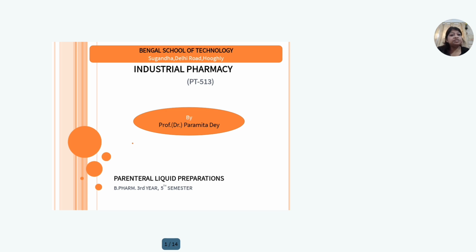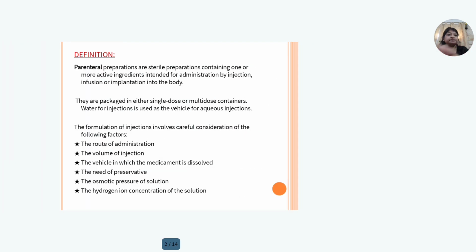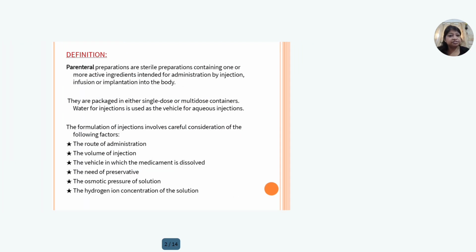Today I am going to teach you Industrial Pharmacy and the name of the chapter is Parenteral Liquid Preparation. So first the definition. What is a parenteral preparation? They are sterile preparations containing one or more active ingredients intended for administration by injection, infusion or implantation into the body. That means whatever injectables we use, they must be sterile in nature, that is, they should be free from microorganisms.